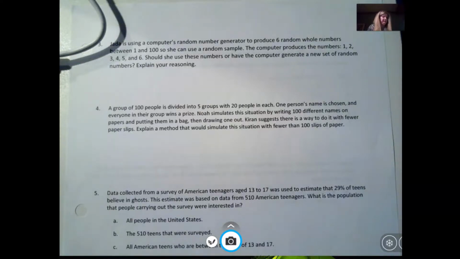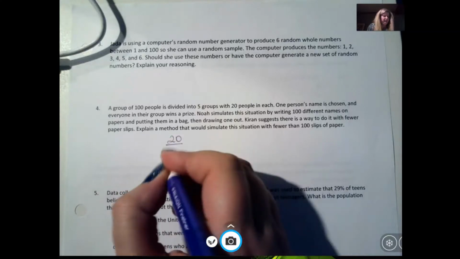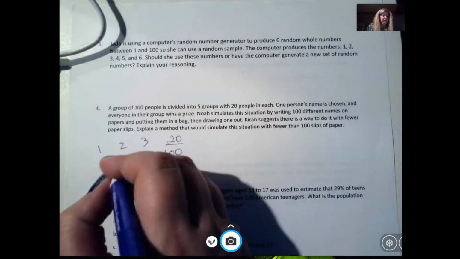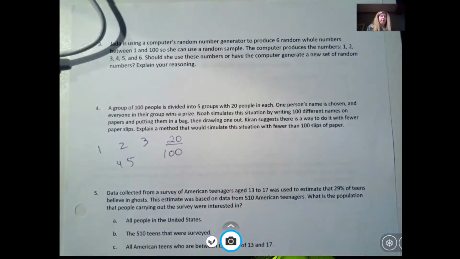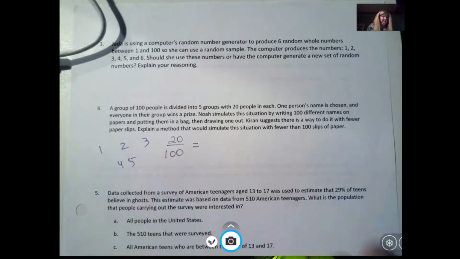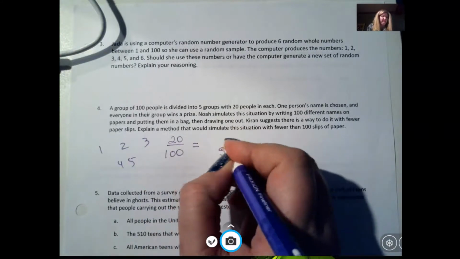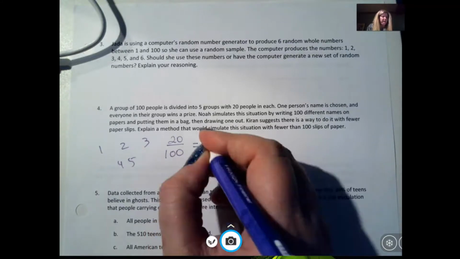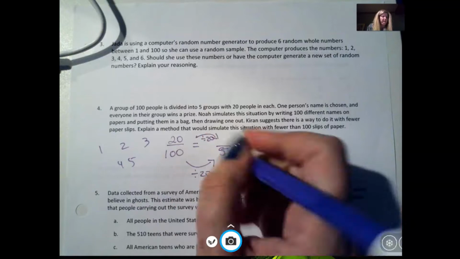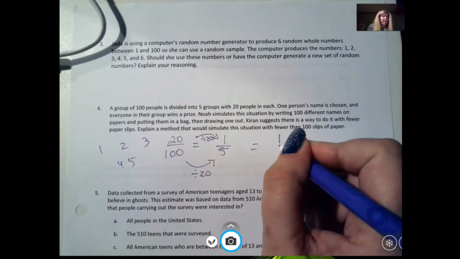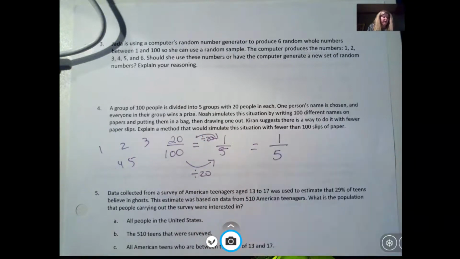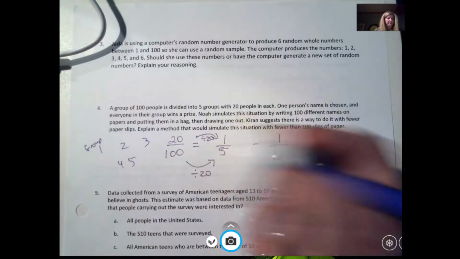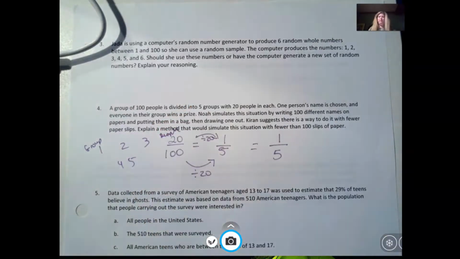Okay, so he's going to get 20 out of 100, but there's groups, 1, 2, 3, 4, 5, and everybody in the group gets a prize. So couldn't I just do out of 5 instead? So I'm dividing by 20, divide by 20, which would give me 1. So I could do 1 slip out of 5 total slips. I could put the group numbers instead of the people and use fewer slips.